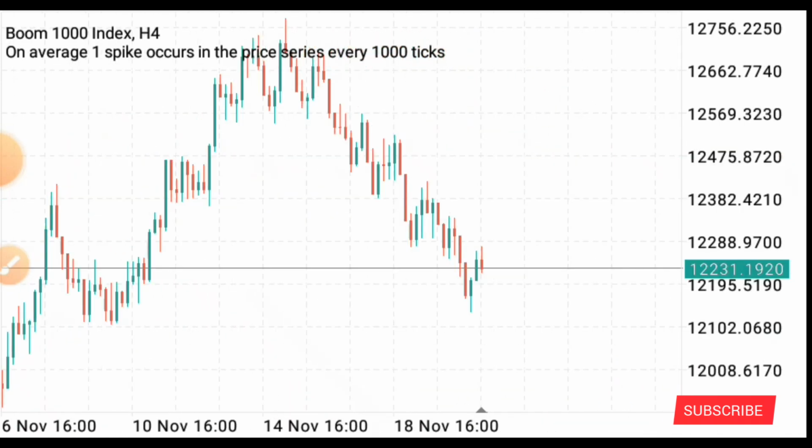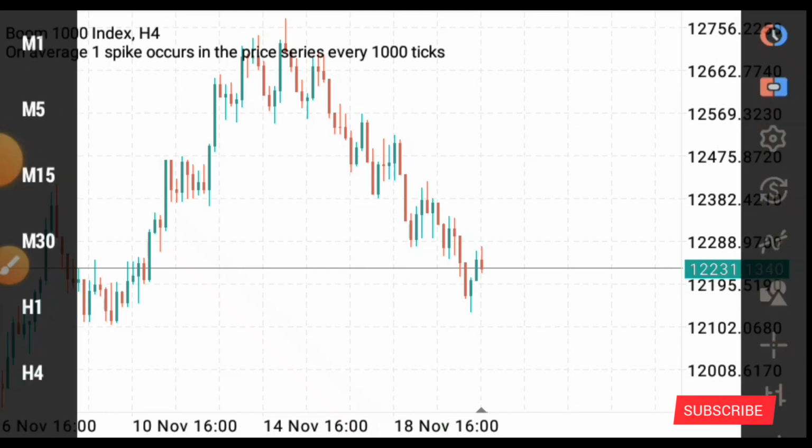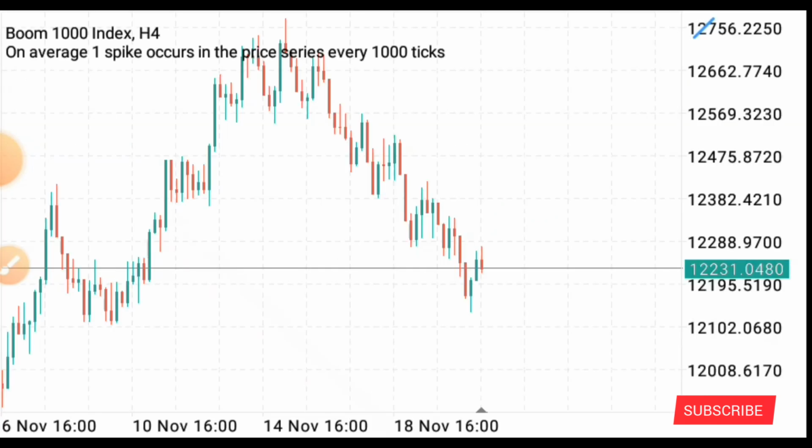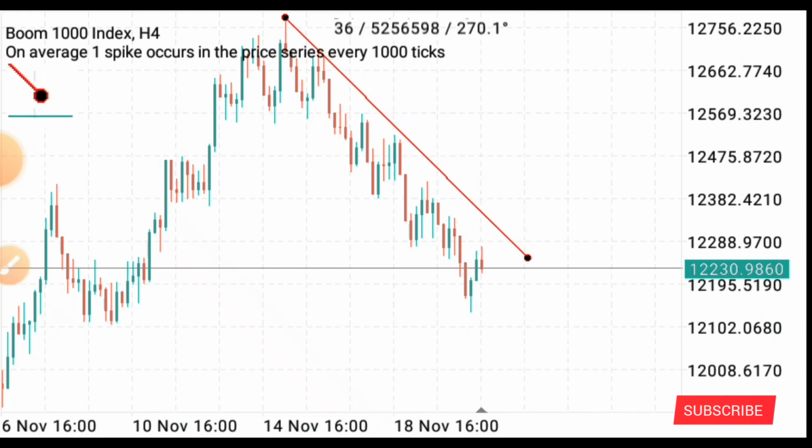Here on the 4 hour, as you can see, there is a counter trend, which is showing that price is about to reverse. So I'll draw my counter trend here. Whenever you are drawing the trend line, make sure you use the tip of the candle, the wick. The wick is what you use.